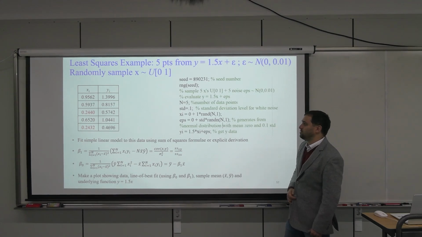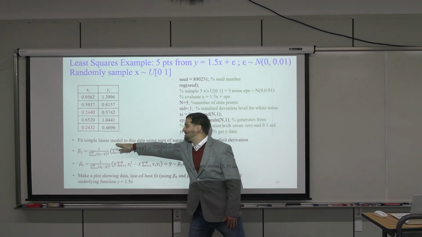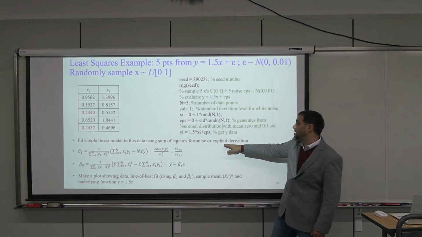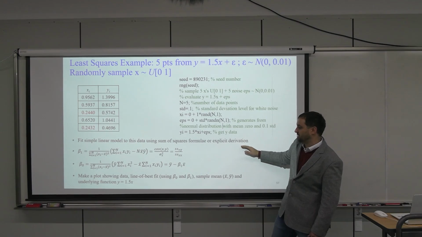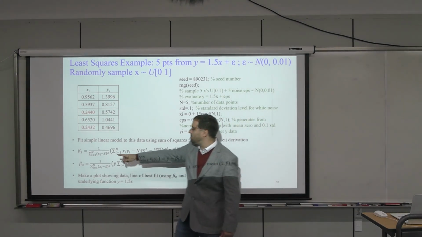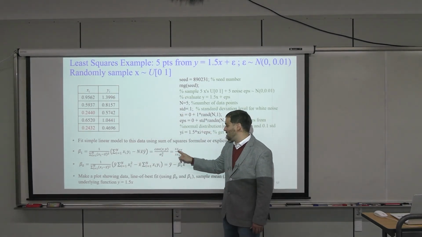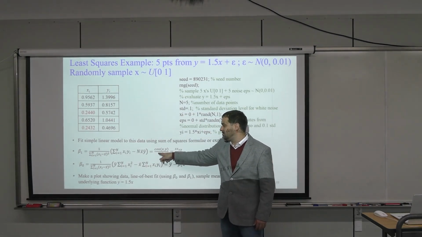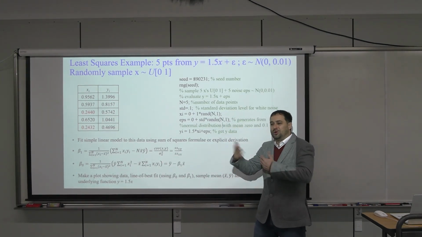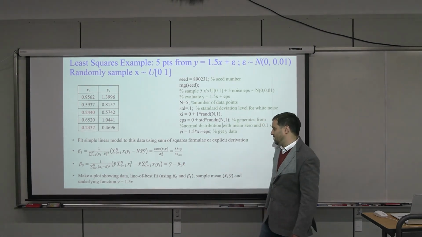And so what we want to do, now that we have our data set generated, is fit a simple linear model to this data using the sum of squares formula or using the explicit derivation. And so we need to calculate the slope. So this is the explicit derivation, okay? Or you can calculate your sum of squares and then use the sum of squares formula. You should, for this first time, just do it both ways. You're going to get the same answer. And so then you can do your y-intercept.